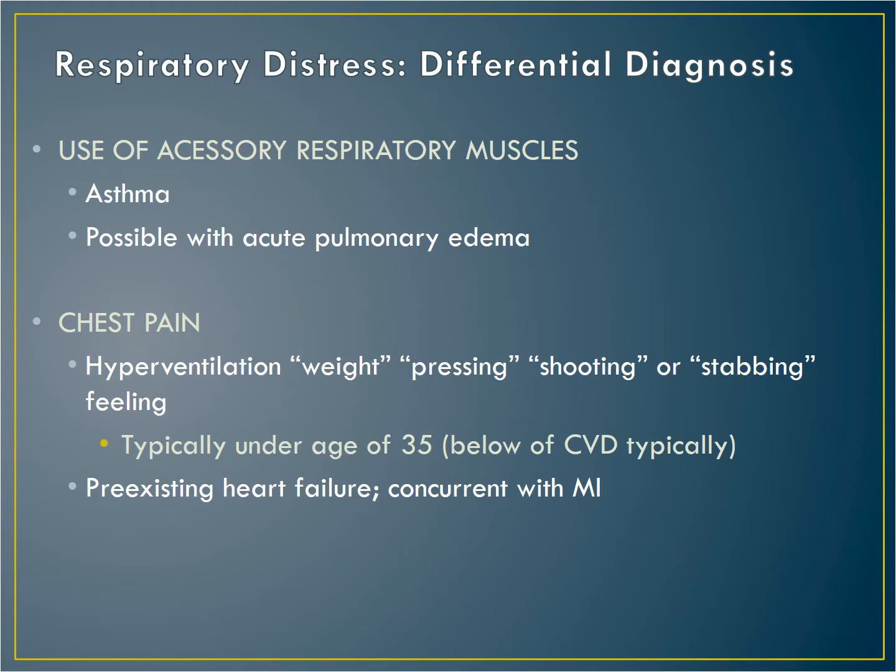The use of accessory respiratory muscles, you're going to see that in asthma and possibly with the acute pulmonary edema. Chest pains, you're going to see weight and pressure, shooting or stabbing feeling with hyperventilation, and pre-existing heart failure concurrent with myocardial infarction.